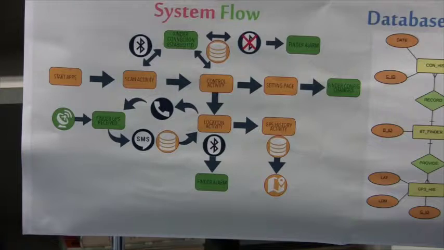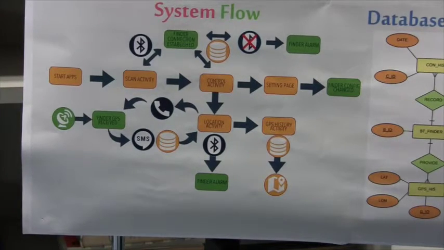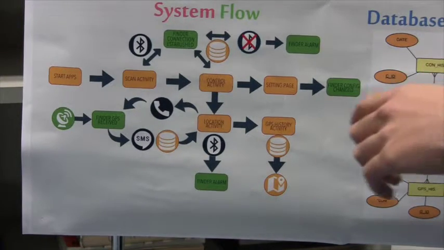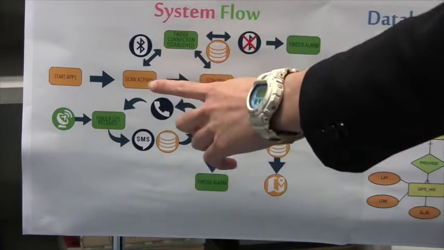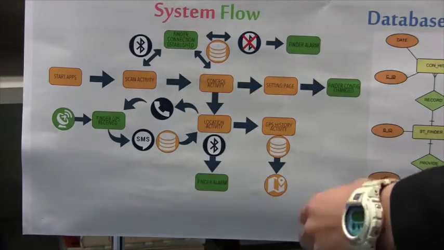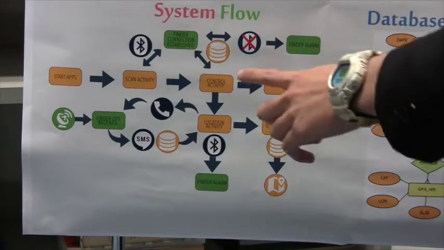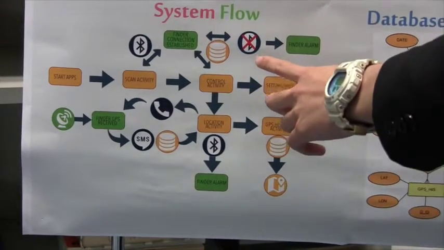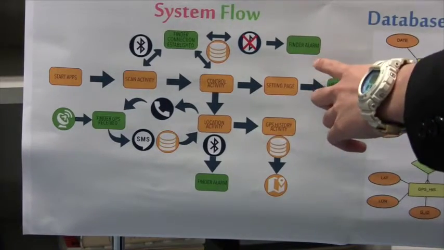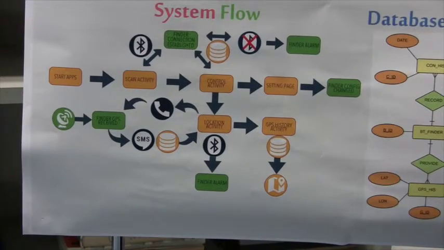Inside the control activity, there are different functions. The first one: when you get connected with Bluetooth, we have a Bluetooth notification in the application, and it will be stored in the database. When you disconnect from Bluetooth, the Finder will alarm. And the second function is about the location.